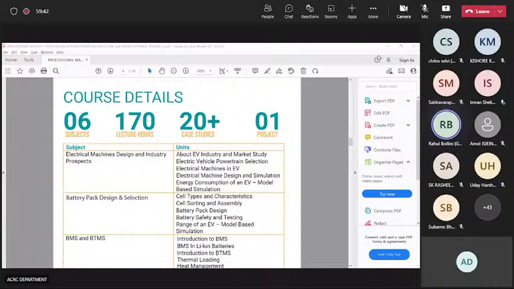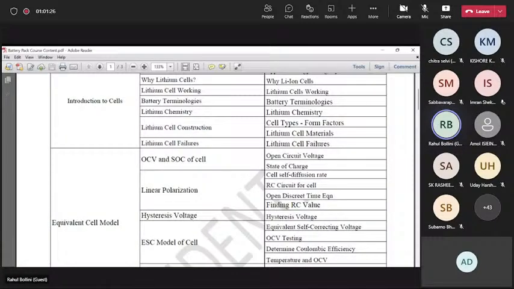And cell construction: we'll be talking about form factors, the cylindrical, prismatic and pouch. Then the materials, the cathode, anode, separators and all those things. And we'll be talking about cell failures. I remember Chitra was talking about why fires are happening, and Mr. Ganesh was telling about cell balancing and all those things. This is all part of cell failure. Imbalance is just one aspect; there are so many more reasons a cell gets stressed. We'll be talking about that.